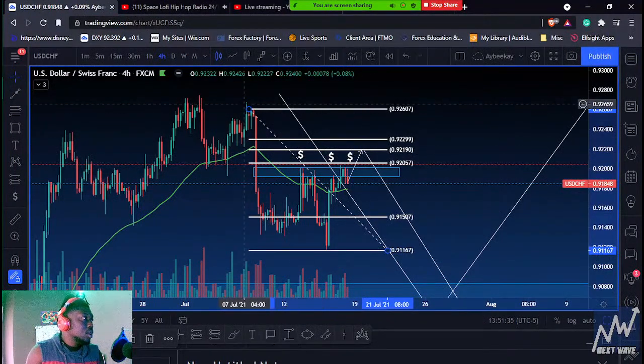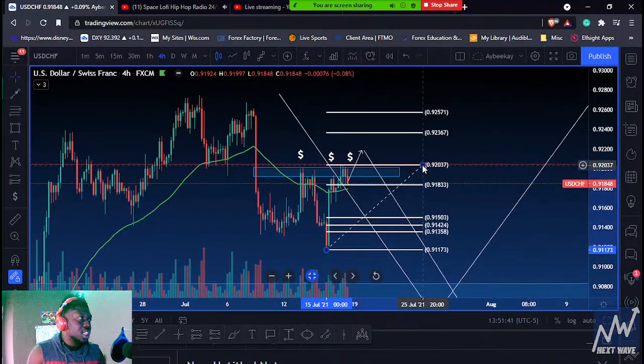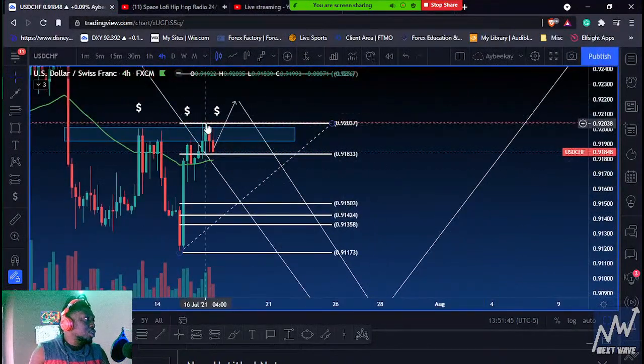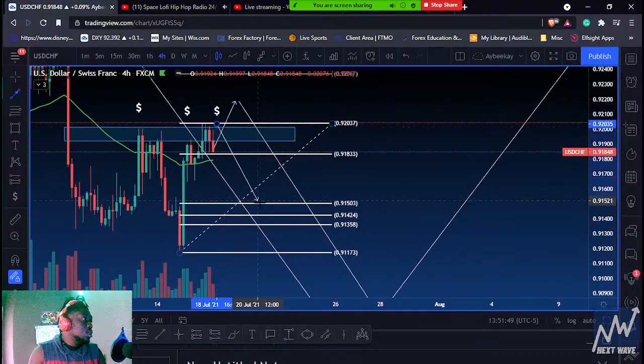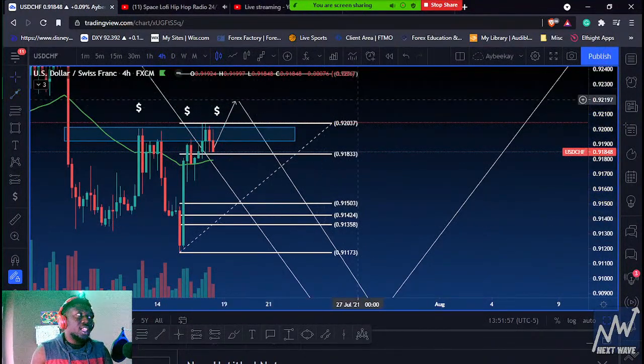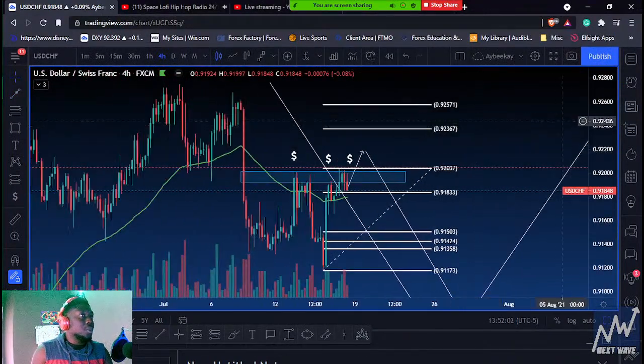However, I do see this possibility as well. And I know Payton had talked about it. I do see the possibility of price literally just dropping down and then stopping at 0.91424 or 0.91358 and then pushing to the upside. I definitely see that. That is probably what might happen, to be quite honest with you.